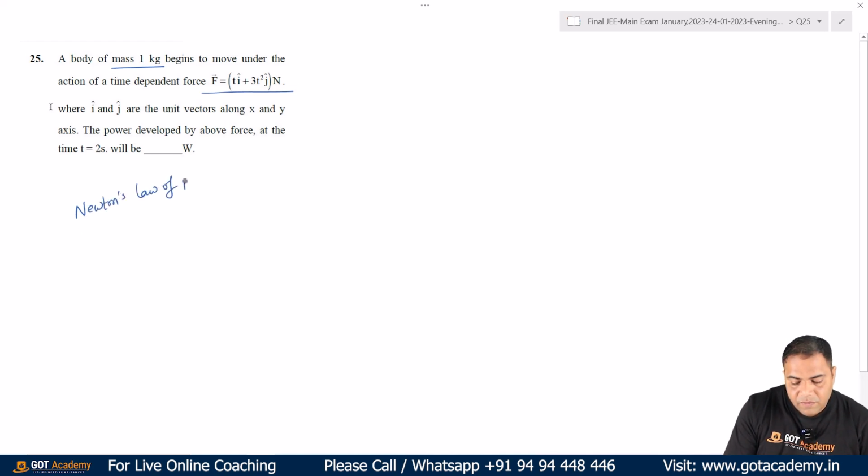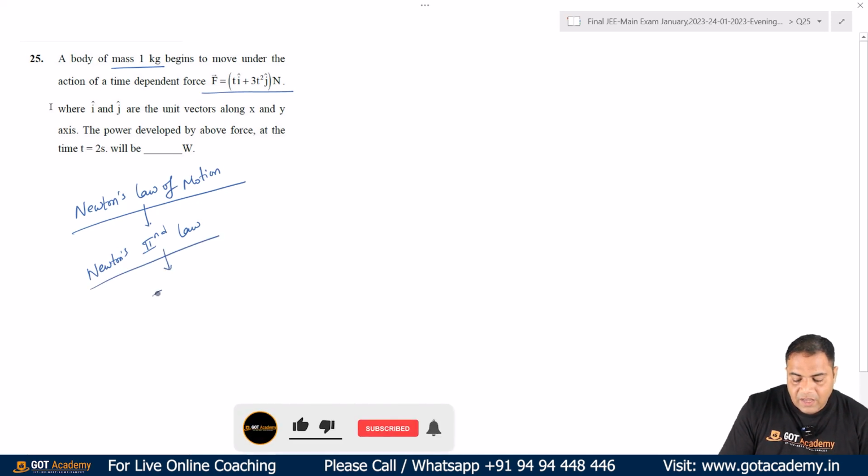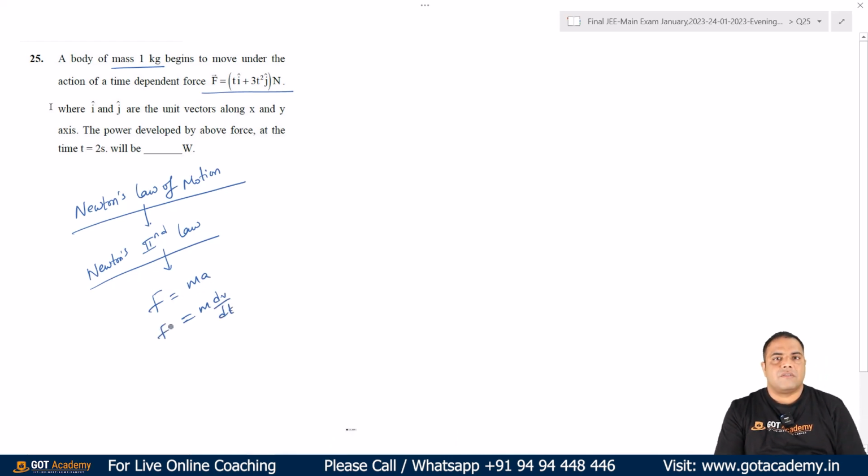Newton's laws of motion. Okay, so from this, Newton's second law. So what is Newton's second law? F is equal to m into a, or m into dv by dt. These concepts you have to recollect back.